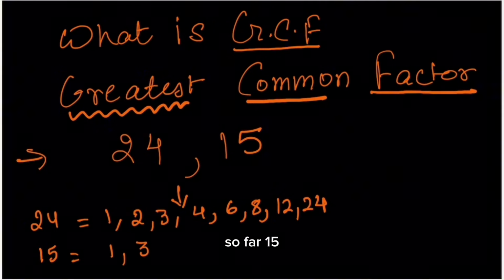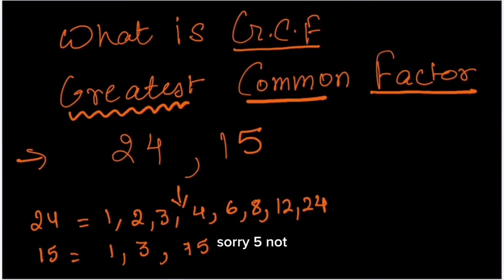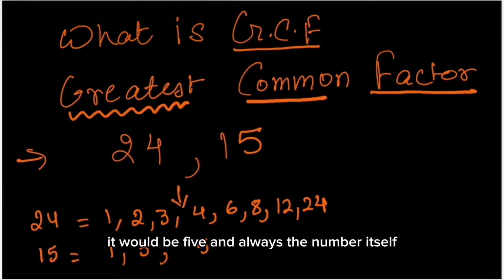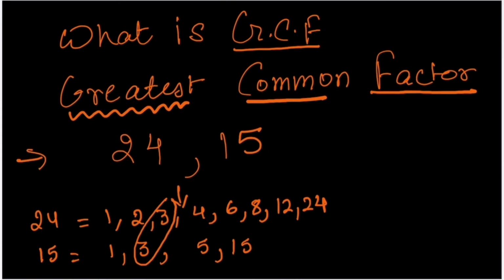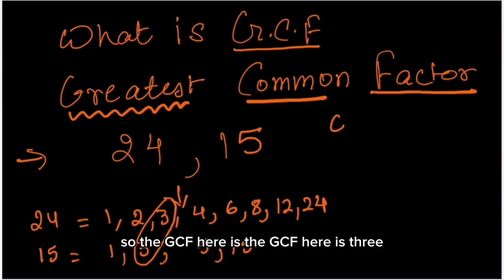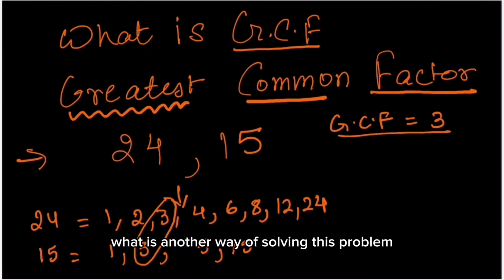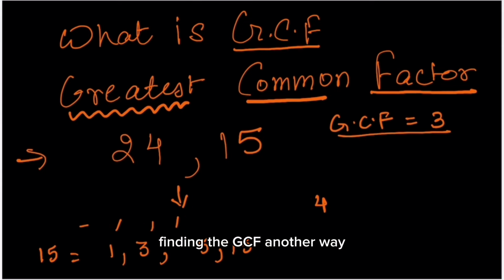So for 15 we have 1, 3 and 5, and always the number itself, so 15. I can see that the common factor here other than 1 is 3. Since 3 is greater than 1, it is also our greatest common factor. So the GCF here is 3. What is another way of solving this problem, finding the GCF?